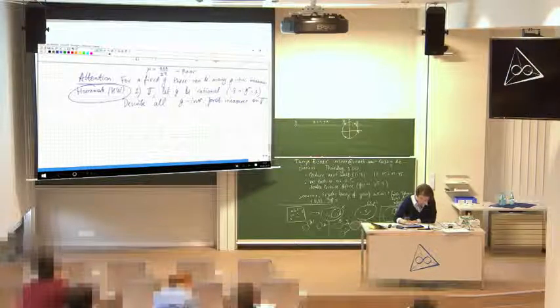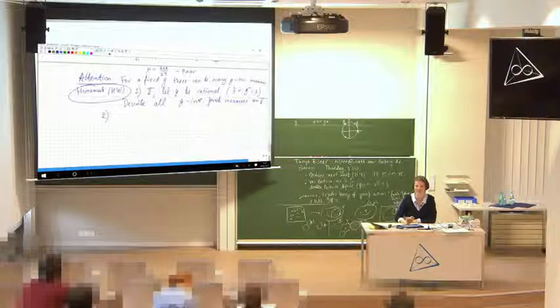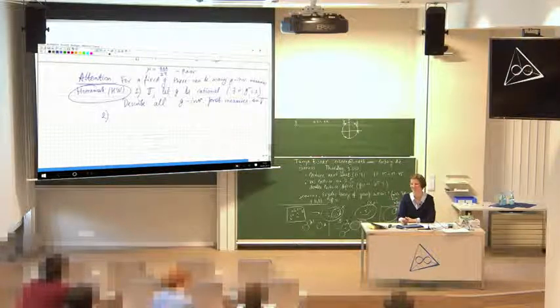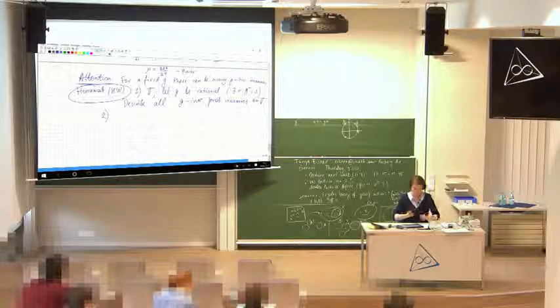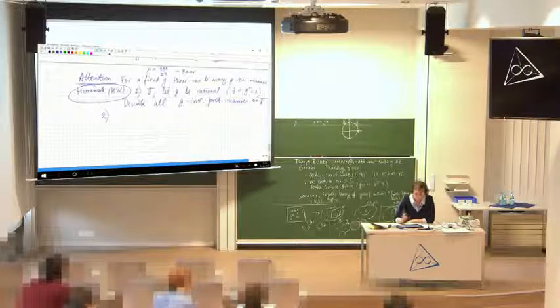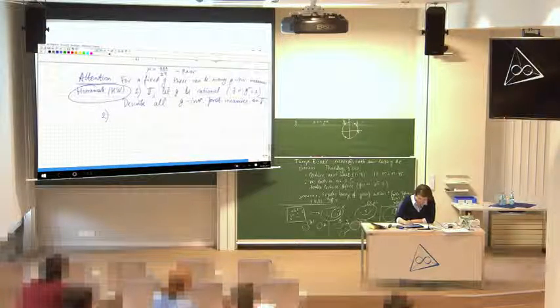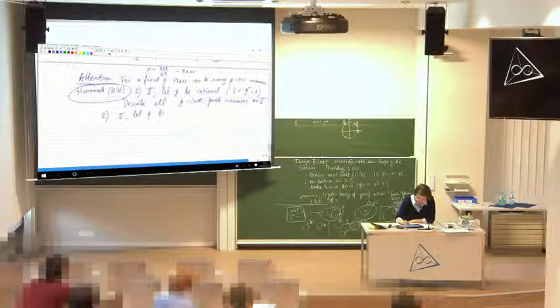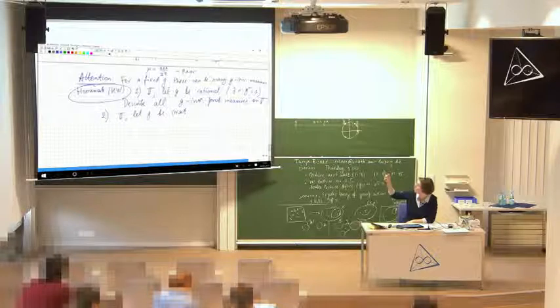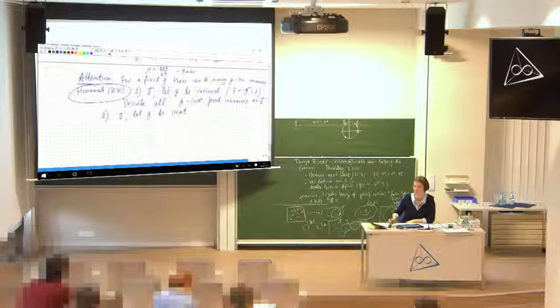Two. Now, in the rational case, you will see there will be really, really many of such measures. Now, if g is irrational, let g be irrational, so there is no power that gives one.